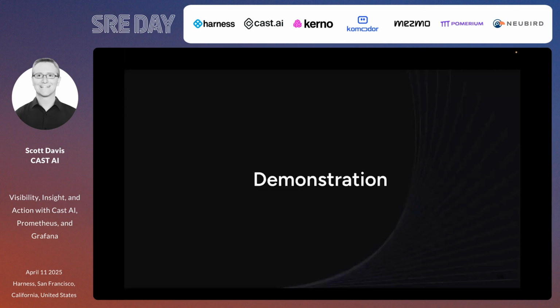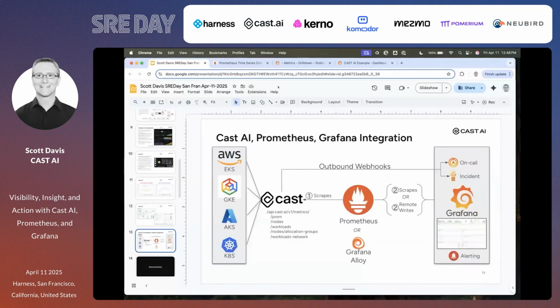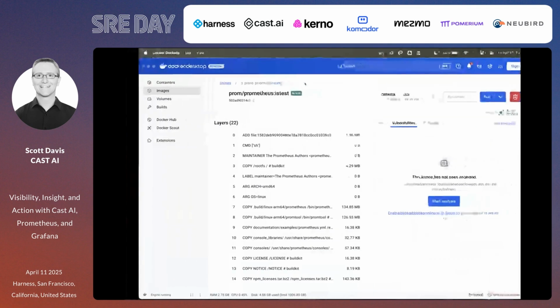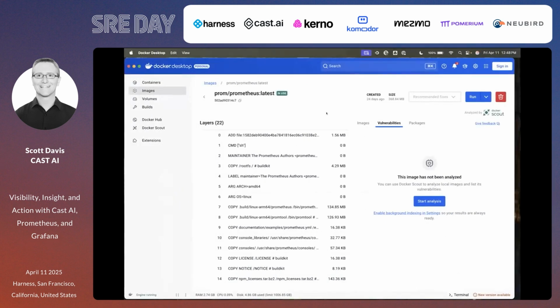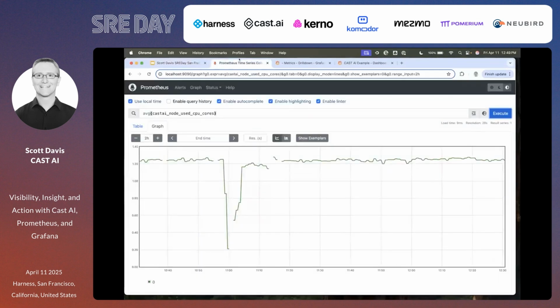I'm going to take you through a quick demo to see what that looks like. I have a Cast AI SaaS environment running. I'll show you that. I've got a Grafana SaaS instance as well. And I've actually got a Prometheus container running in my Docker environment on my laptop right now that is scraping my Cast environment and sending that telemetry data over to Grafana. So that's what I'm going to show you here. Here's that Prometheus data. That's all the stuff that I'm scraping from Cast AI.